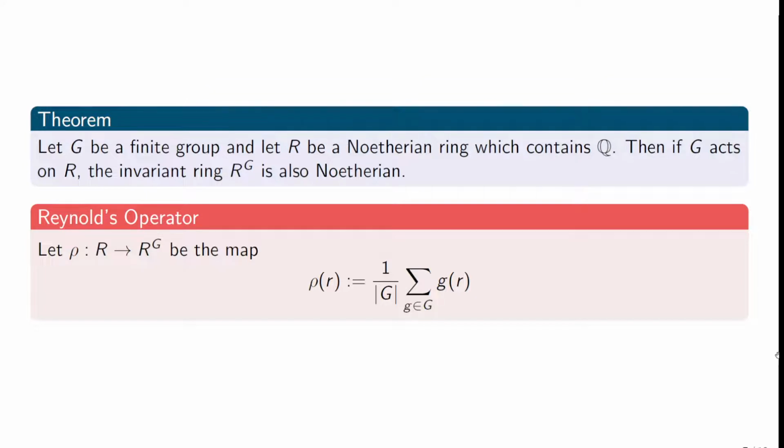The reason why our ring has to contain the rationals is because 1 over the order of G is not going to make sense as a number if R does not contain the rationals. For example, if G is a finite group that only has 2 elements, 1 over 2 is not going to make sense because it might not live in the ring. So this essentially guarantees that we can use this map. However, this isn't always the case.